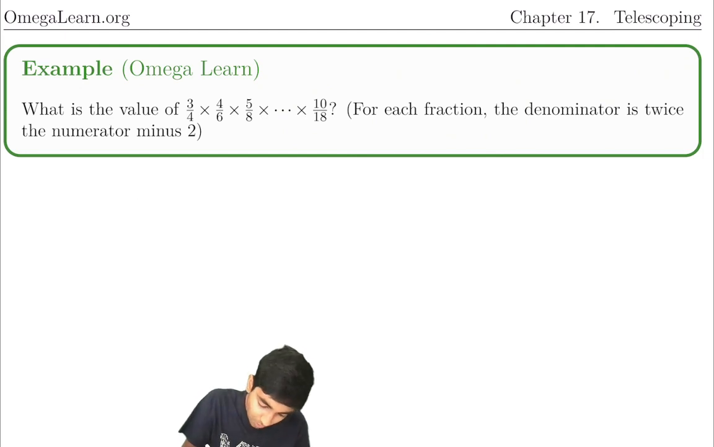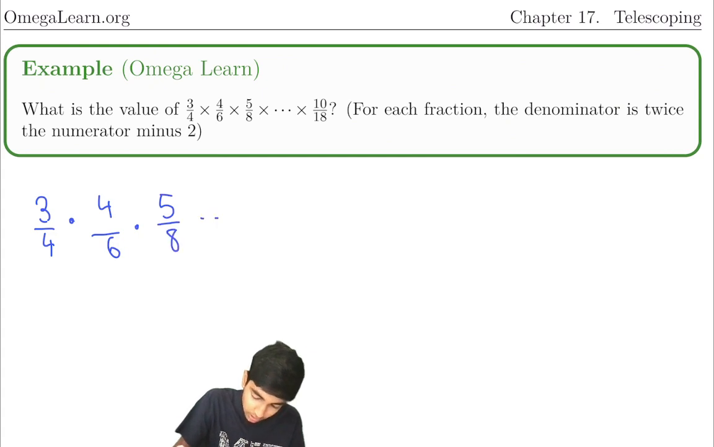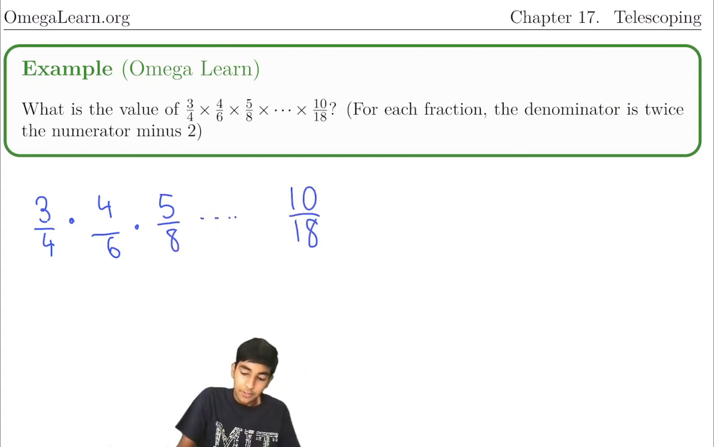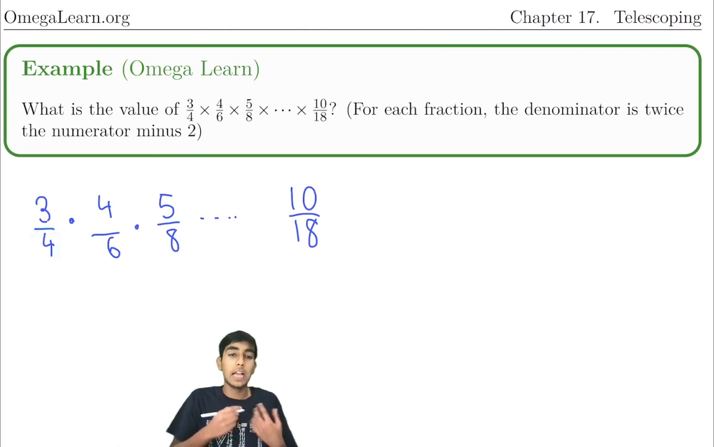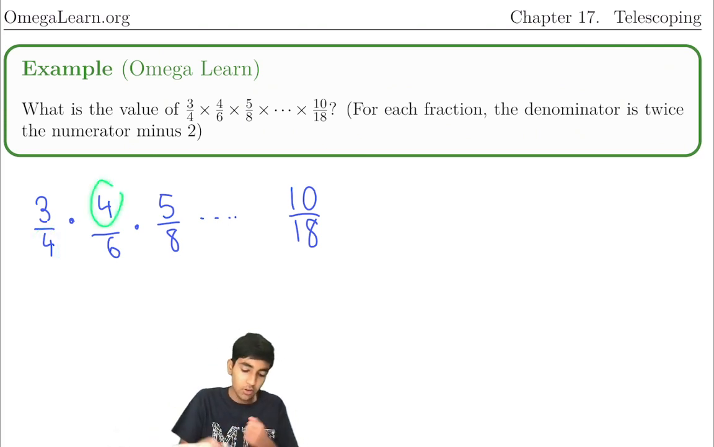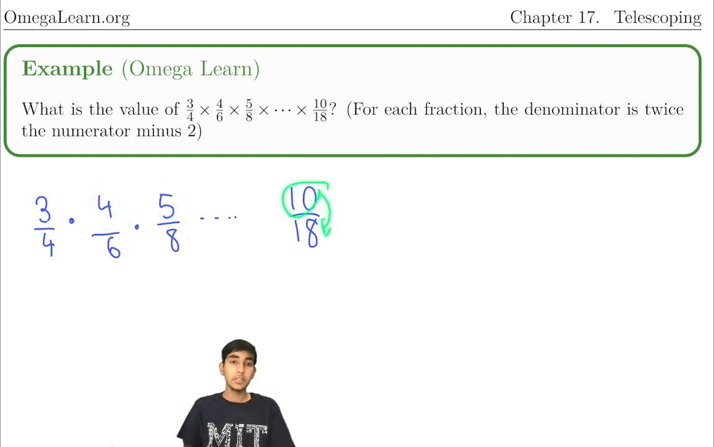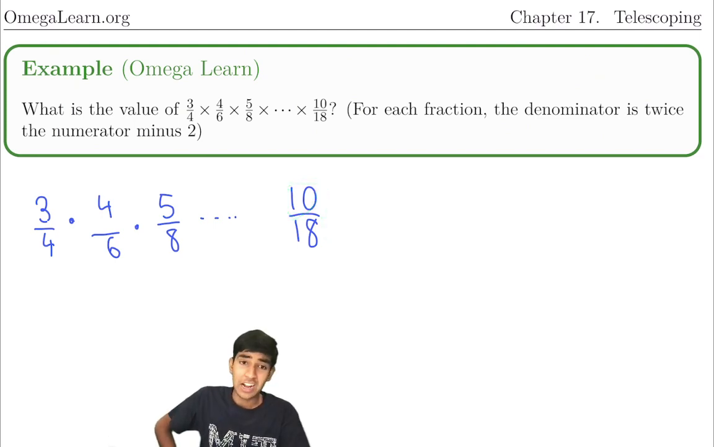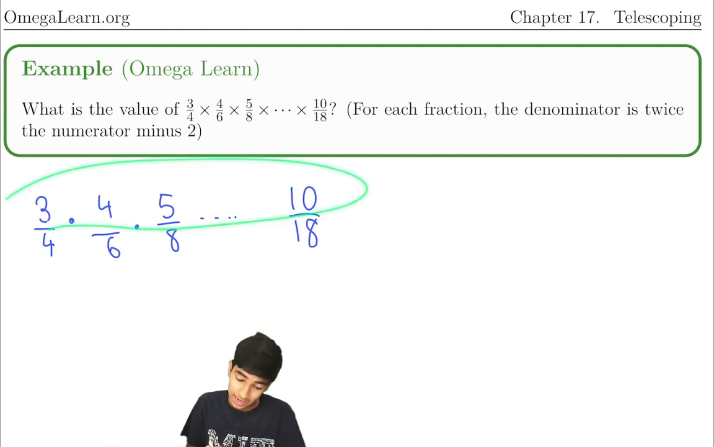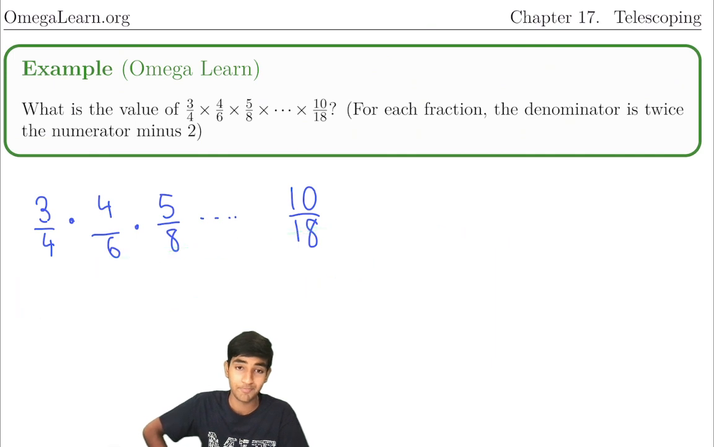Okay, this one is 3/4 times 4/6 times 5/8 all the way till 10 over 18. And if you don't see the pattern, the denominator is just the numerator times 2 minus 2. So 4 times 2 minus 2, 5 times 2 minus 2, and so on. Another ugly fraction, and a very not great approach would be to multiply all the numbers in the top and multiply all the numbers in the bottom. Yeah, we're definitely not doing that.